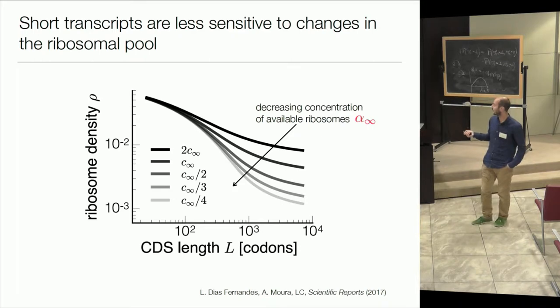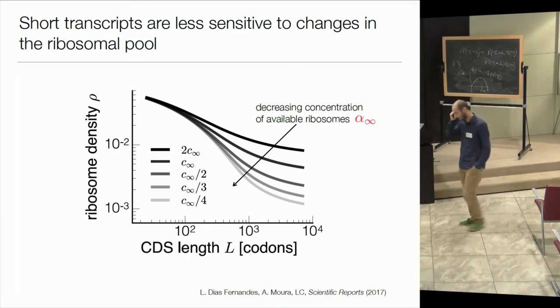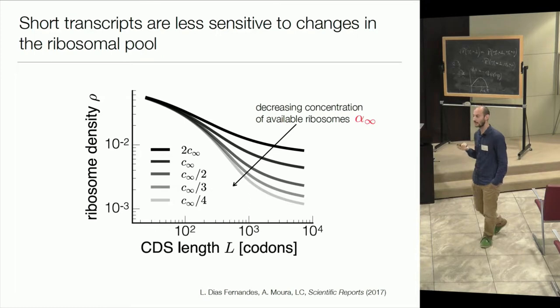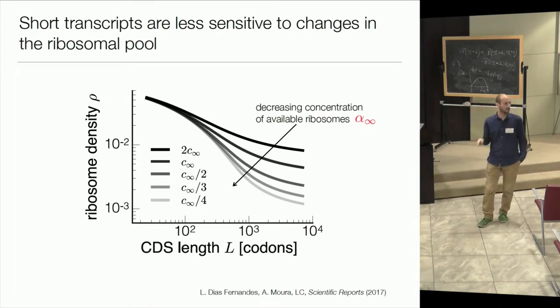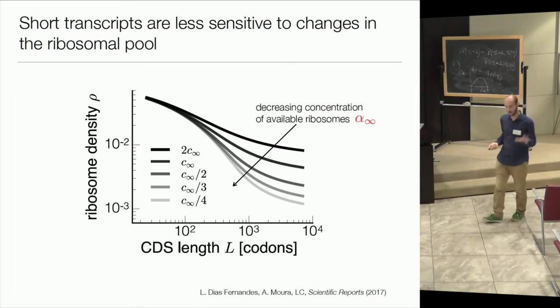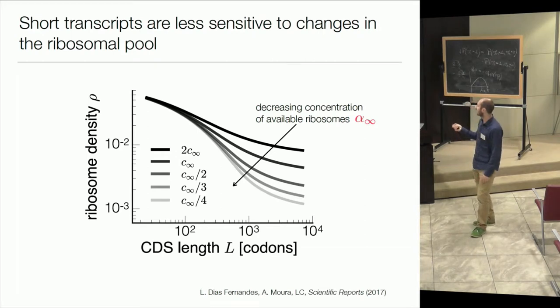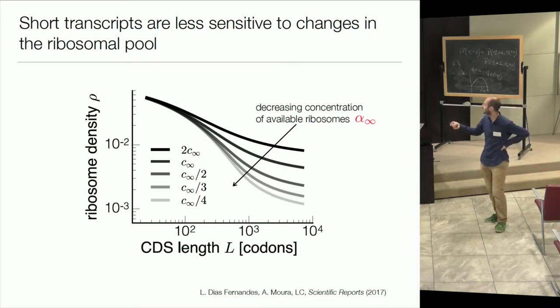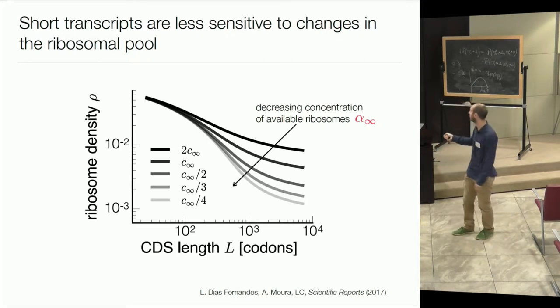So what we wanted to do is try to play around with the model. At the beginning, I told you that ribosome abundances are important in determining messenger RNA translation. So with the model, we can change ribosome concentrations, the overall mean field concentration that I call rho infinity. If we do that, we should see a difference in the ribosome density. These are the same plots that I showed before, ribosome density against coding sequence length for different overall concentrations of ribosomes, with the line that I showed before that fitted well with the data.